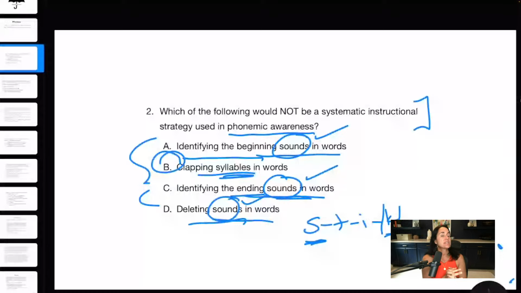Okay. Clap the syllables in stick, and they might just go stick because it's just one syllable, right? Clap the syllables in believe, believe. You're doing the sounds. You can do it by sounds, but you're doing larger chunks of the word. And that's phonological awareness. A, C, and D is phonemic awareness. So it's tricky. You got to know your skills here. And this can be very, very tricky.